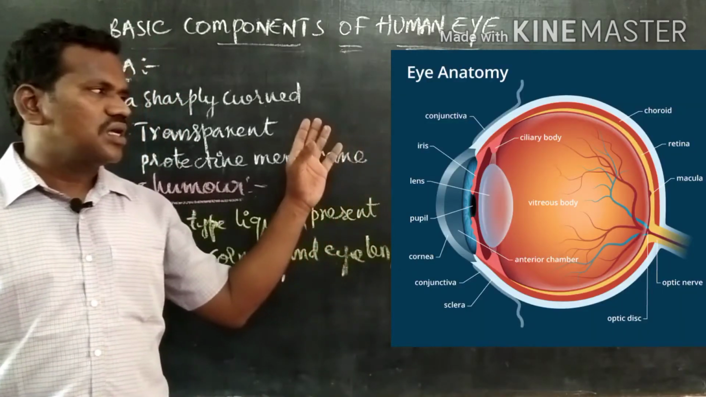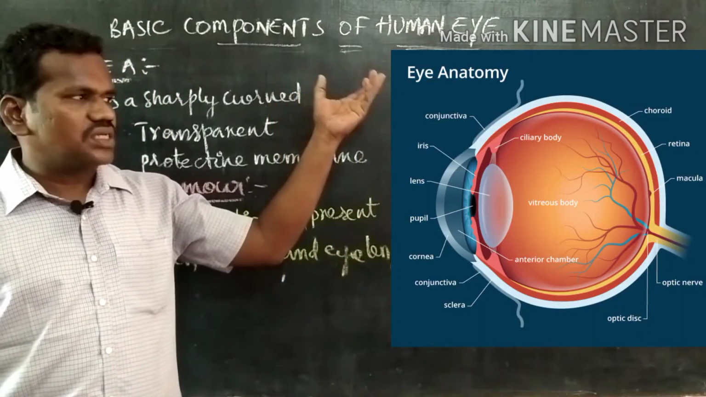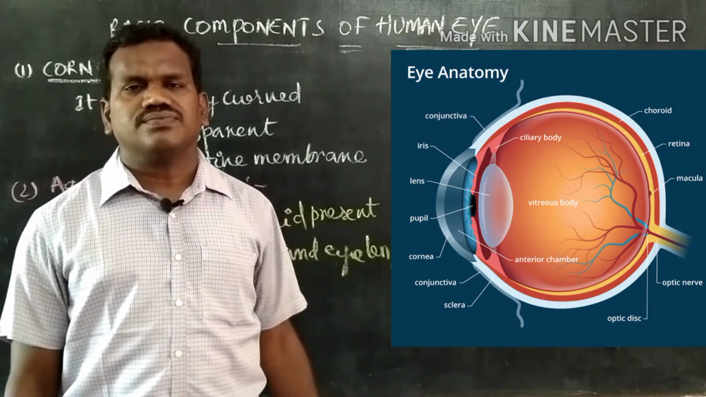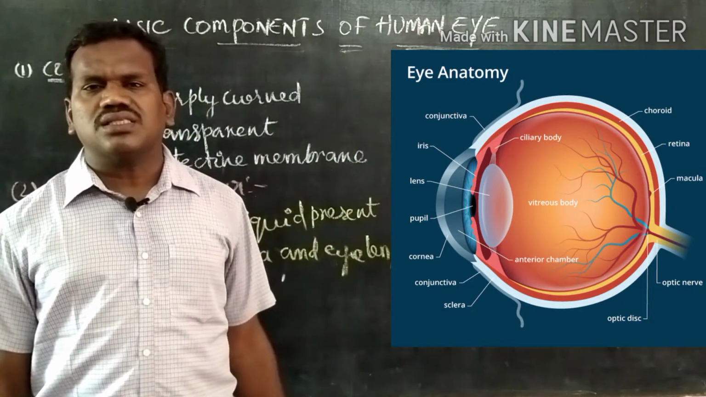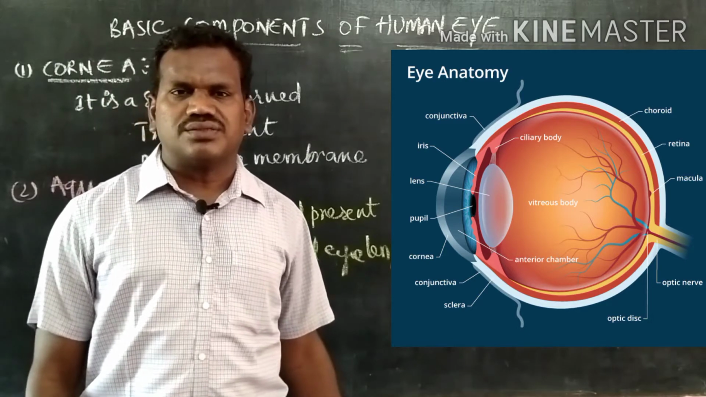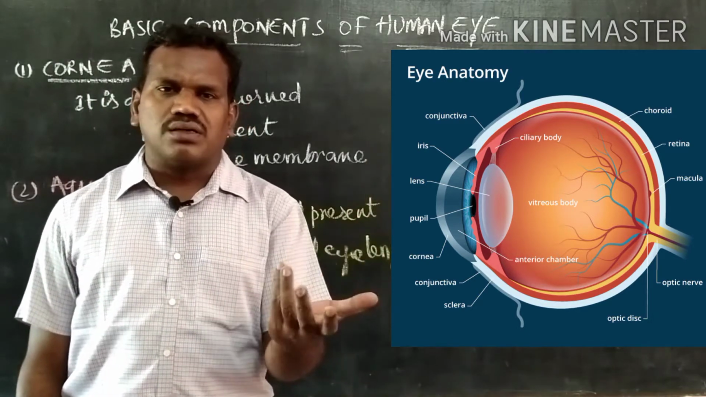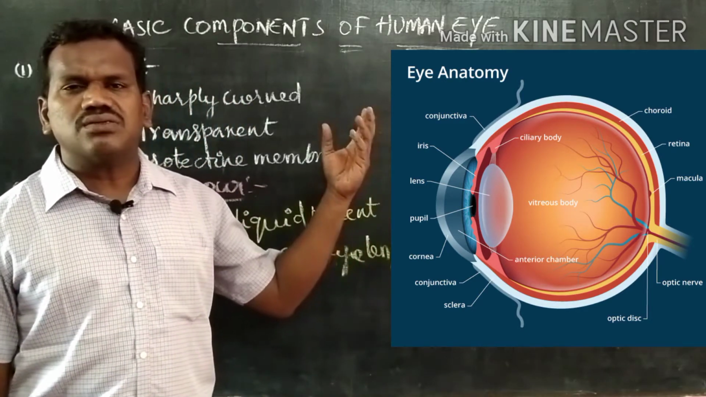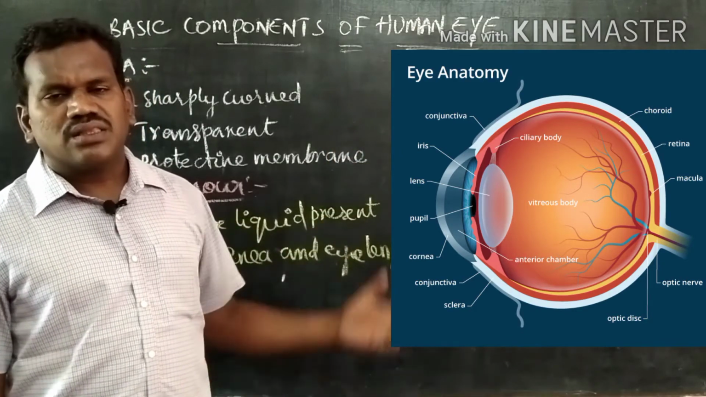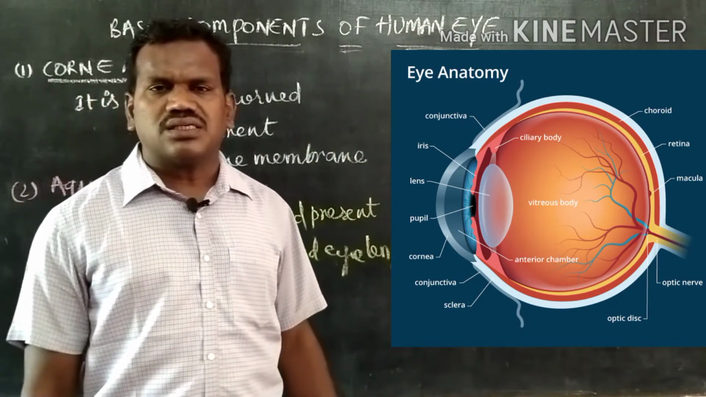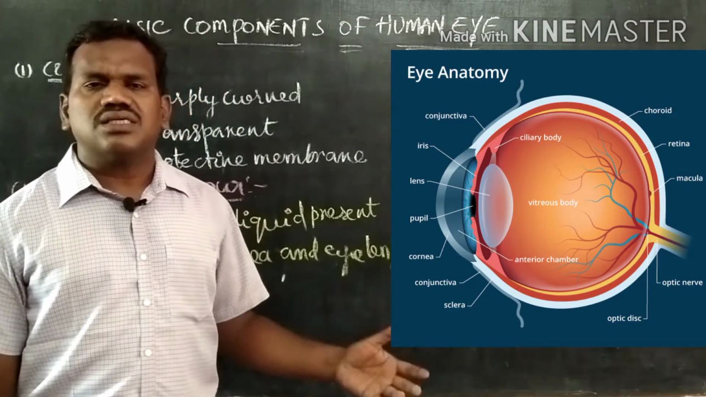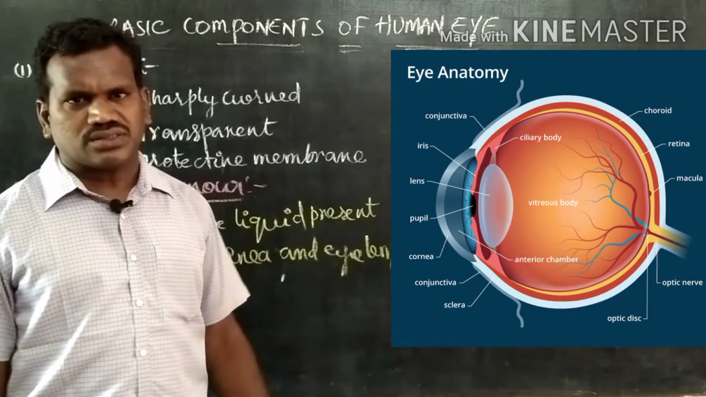We know that the eye is a ball-like structure. Many components are there in that ball-like structure. It is a sphere. The eyeball looks like a sphere, and there are many parts in it. Let us discuss some of the parts that we need.